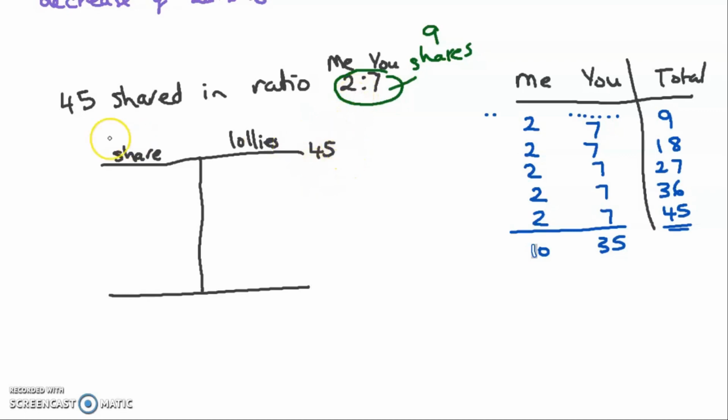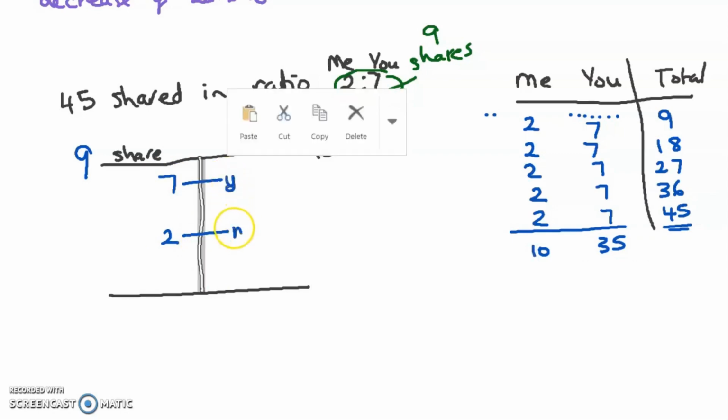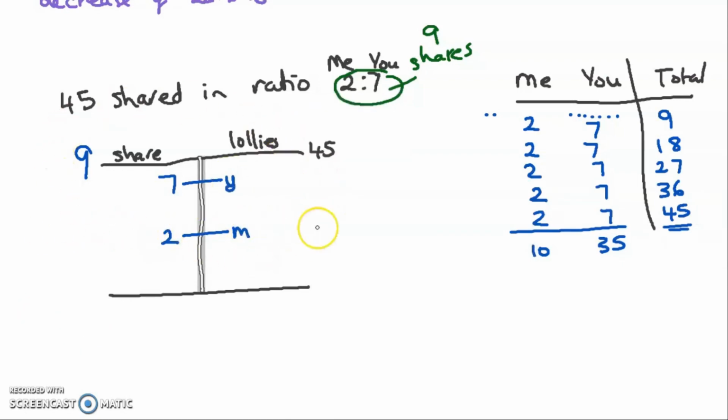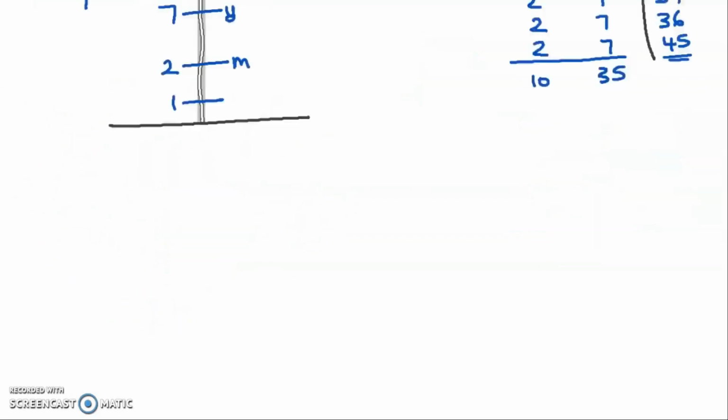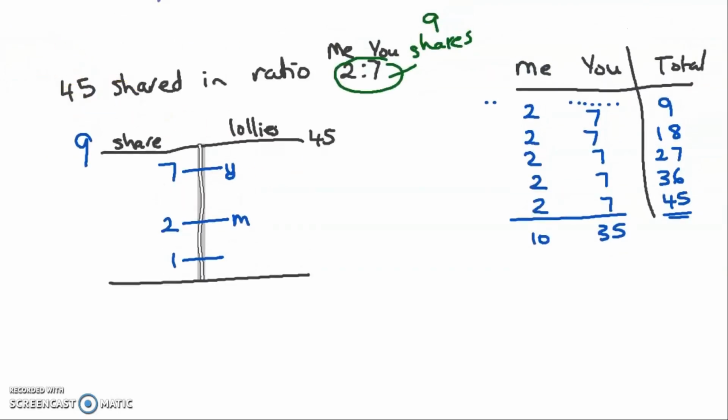So what I'm saying is 45 lollies, 9 shares. And I want to know what 2 shares are worth and what 7 shares are worth. So let's have a think, because that's what I'd like to know, how many lollies there are. So that's you and this is me. I say, left or right, where's the one? On the left. So I go from the 9 shares to 1 share. So I have to divide by 9.